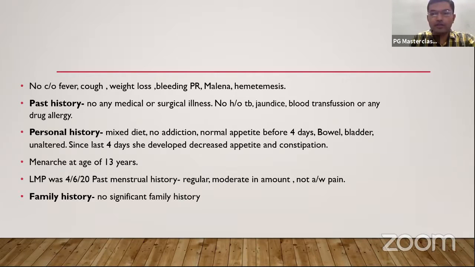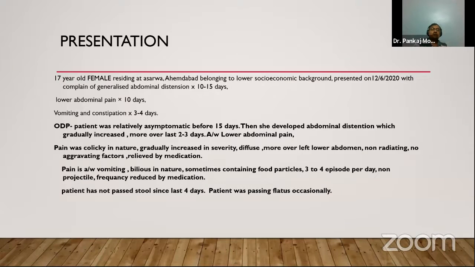Sir, the differential at this point, from the history, could be a Koch's abdomen causing the obstruction. Go back one slide, so everybody can see what you are talking about. Yes. The patient is a young patient belonging to a lower socioeconomic background. At this point, the probable diagnosis could be a Koch's abdomen. Another diagnosis could be intussusception, which causes the obstruction.